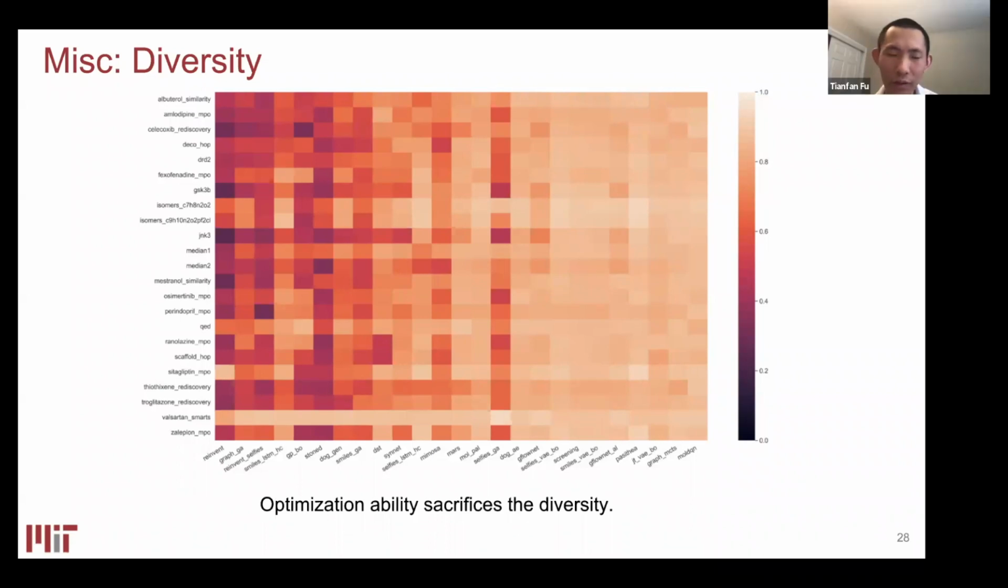We use diversity as the average Tanimoto distance between all the molecular pairs. That is 1 minus the Tanimoto similarity. The Tanimoto similarity is calculated from the Morgan fingerprint, and it ranges from 0 to 1.